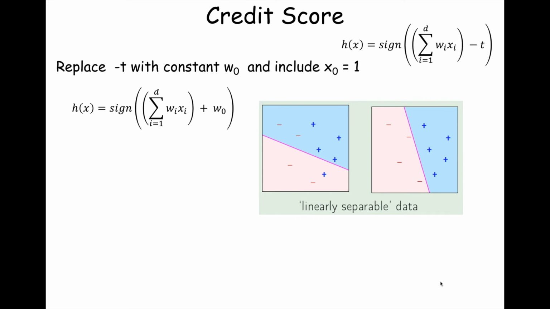So you see up there in the upper right, we have minus t. We're just replacing it with a plus w naught. And it doesn't matter, w naught could be positive or negative, right? So we can absolutely change that minus t to a variable w naught, because we didn't set any restriction on what w naught is. So I'm going to write out h of x is equal to sine, and we have our weighted sum, i goes from 1 to d, wi xi, plus w naught.